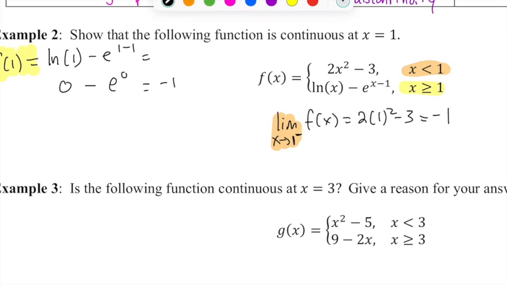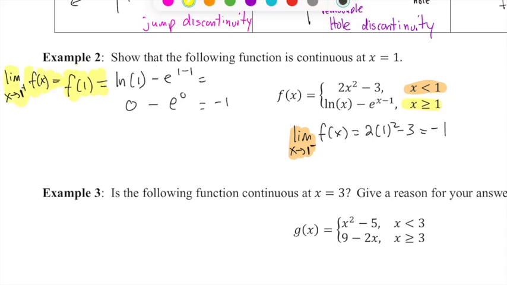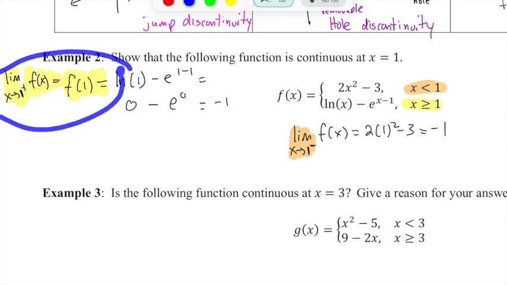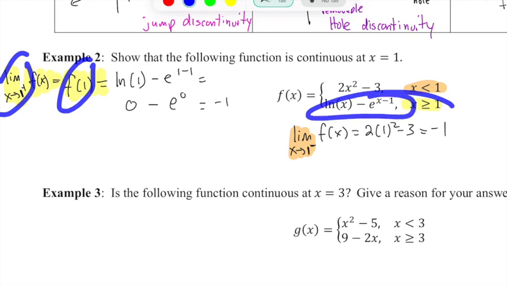And now we have to show our right hand limit. And just for shorthand, because again, right hand limits are going to use this equation, I'm just going to cheat and put limit as x approaches 1 from the right equals f of 1 equals the equation. This is sufficient, because plugging in 1 and approaching 1 from the right both use the same equation.